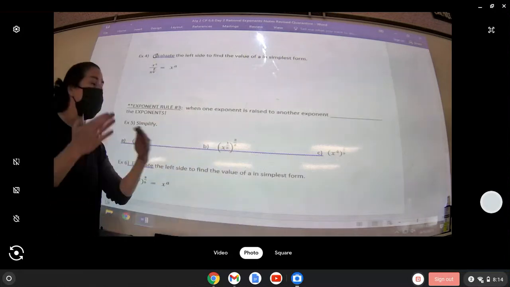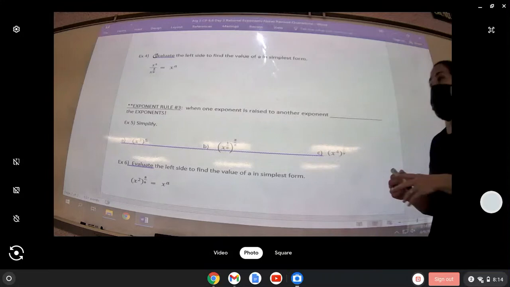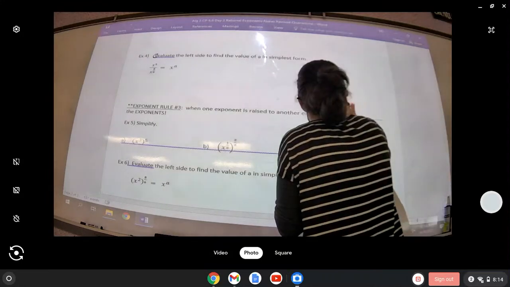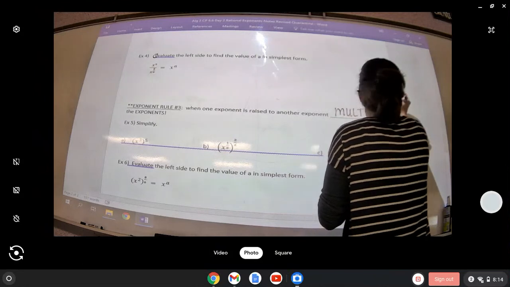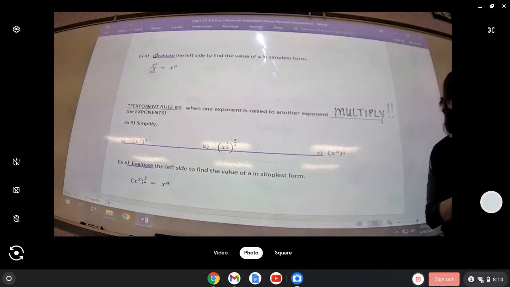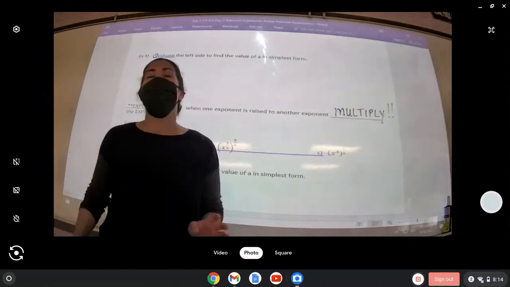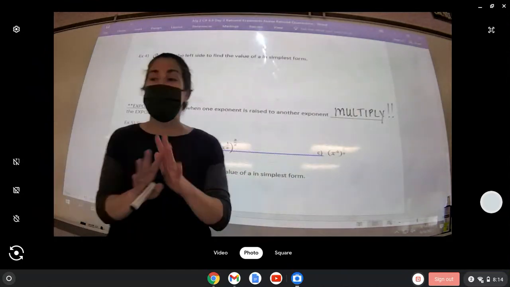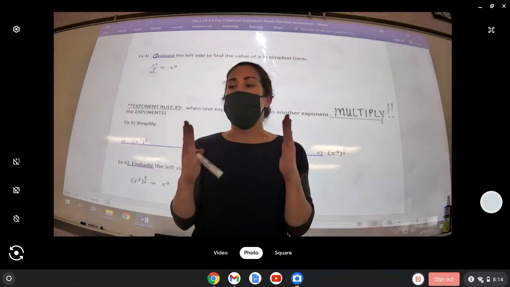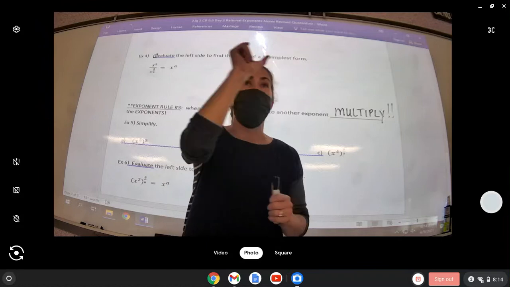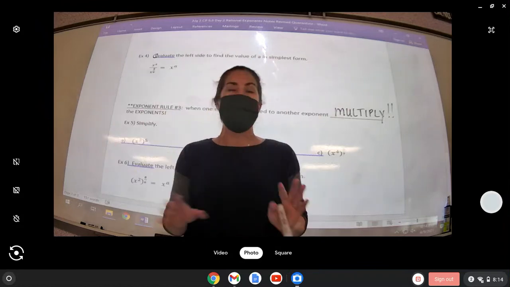So when one exponent is raised to another exponent, this is the power-to-power rule, this is where you want to multiply your exponents. And guys, when it comes to doing stuff with fractions, adding and subtracting, you got to have that darn common denominator. Multiplying fractions is the best thing they can ask you to do. You don't have to have a common denominator, and all you have to do to multiply fractions is multiply your top with your top and your bottom with your bottom. Just go straight across. It's so easy.